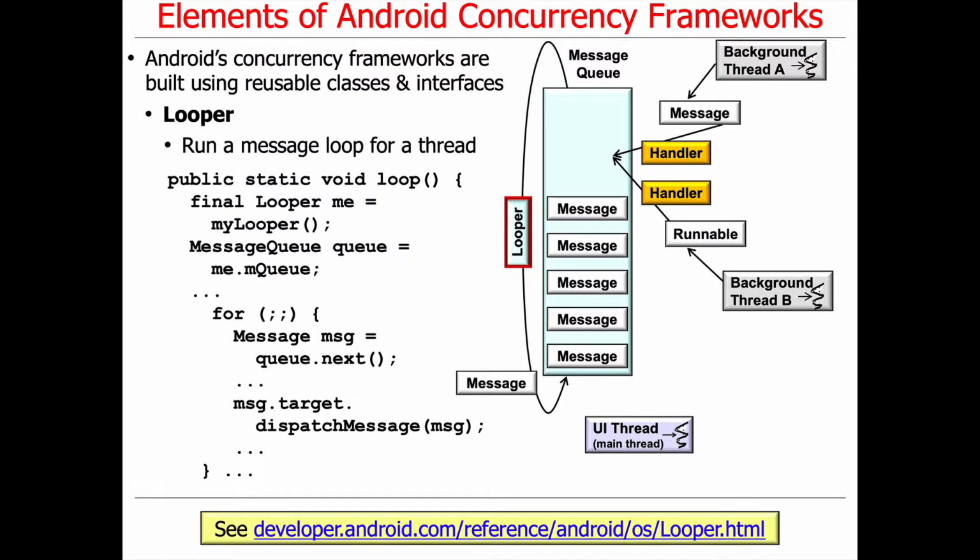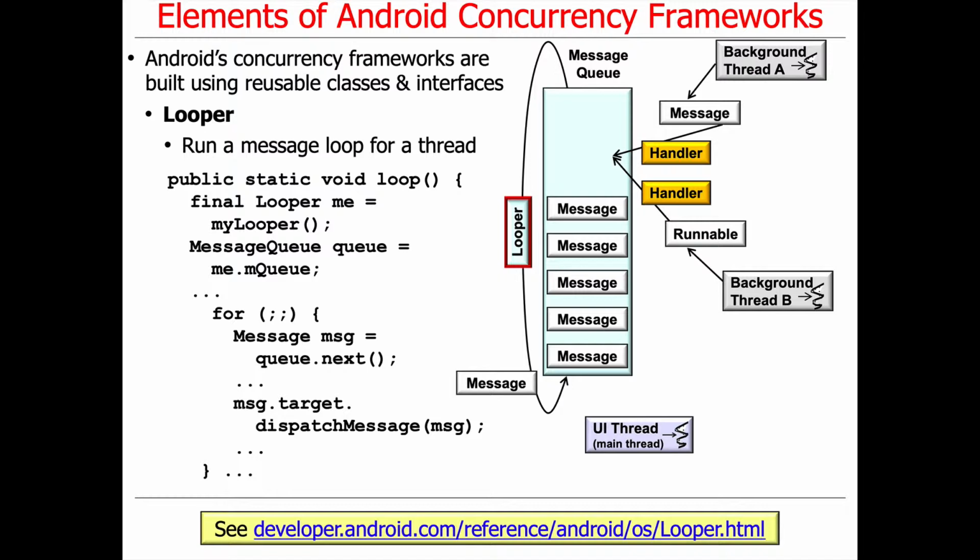We'll start by talking about the most fundamental element in Android's concurrency frameworks, which is something called the looper. And this is used to run a message loop for a thread. It could be a background thread, or as in the case shown in this diagram, it's actually the main thread, also known as the user interface or UI thread. And the user interface thread in Android is always part of what's called the main activity.